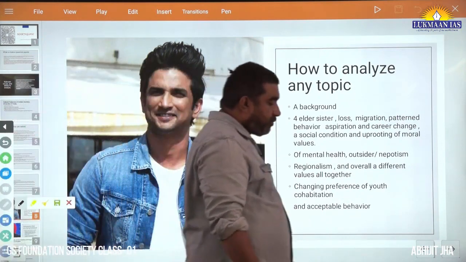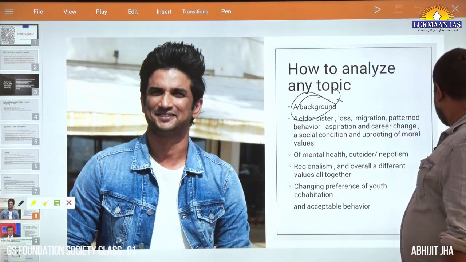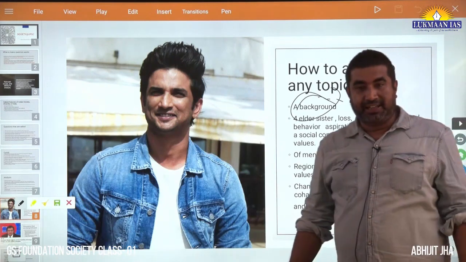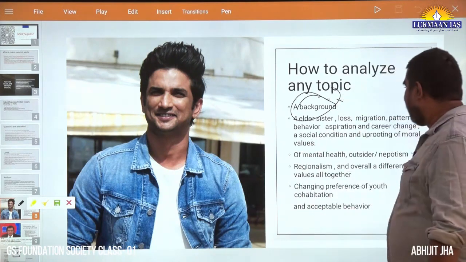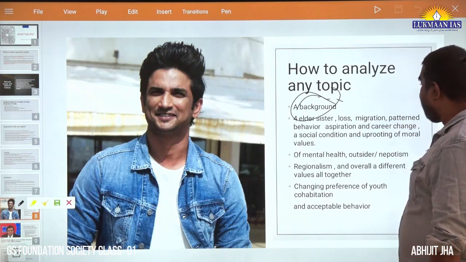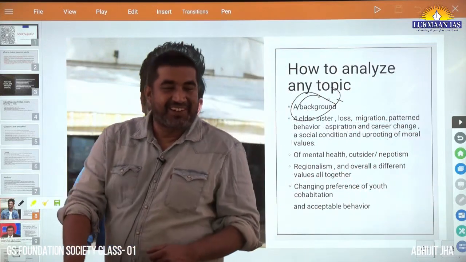What was the background of Sushant Singh Rajput? Actor, but before that he was a middle class guy. Yes, he is from Bihar and he did engineering from Delhi. Yes, see, she is aware. She is the one asking for justice for Sushant. Okay.